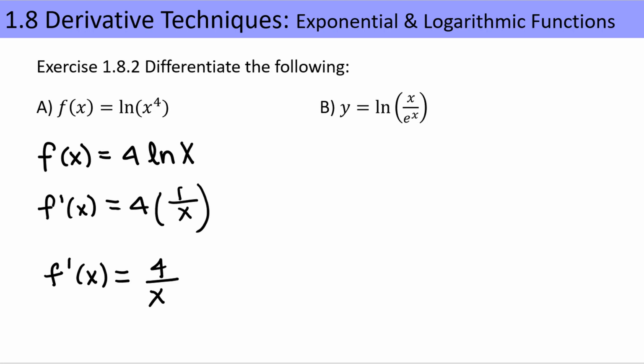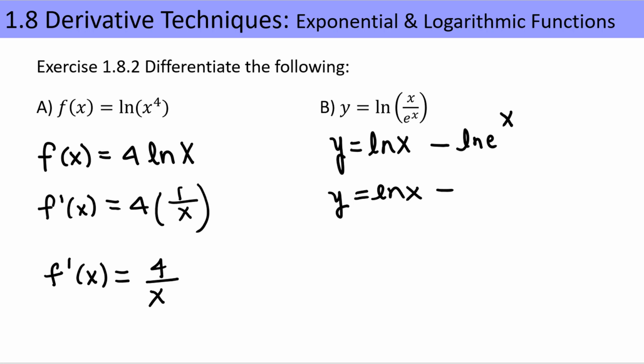Let's do part B. y equals the natural log of the quotient x divided by e to the x. We will use the difference property for rewriting a logarithm. So I will re-express this as y equals the natural log of x minus the natural log of e to the x. We've got another simplification we can do, and that is we can write this as y equals the natural log of x minus x, recalling one of the properties we've had, ln of e to the x is just x. Now we're ready to take the derivative.